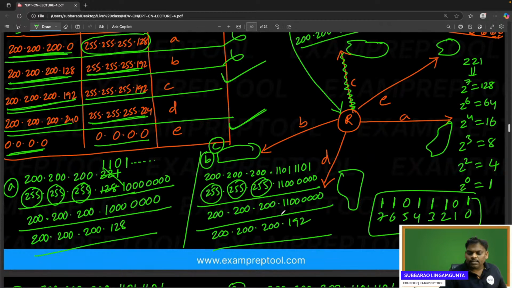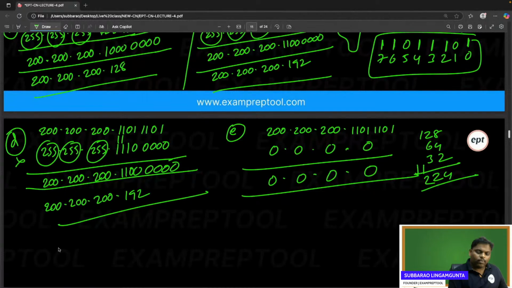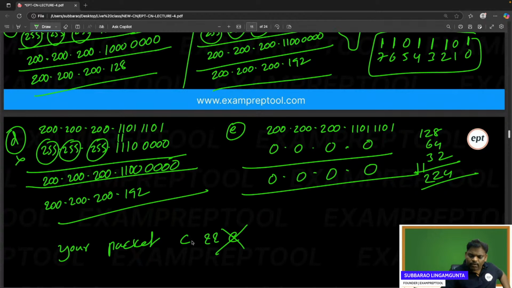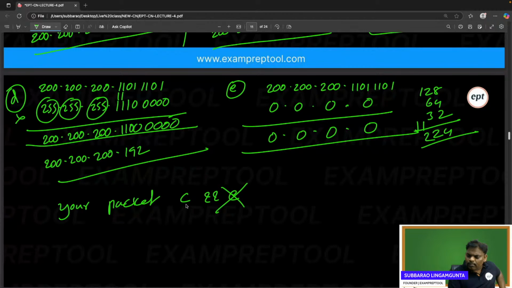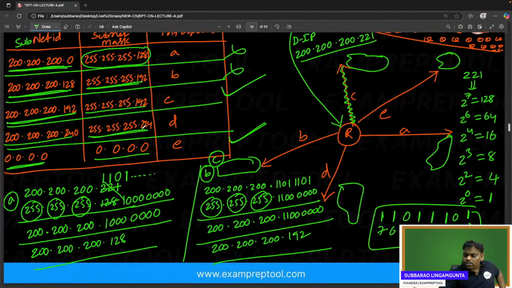Answer is, listen, your packet will go via interface C also, via interface E also. C and E actually, but remember, not E, C only. What is the reason? Whenever more than one option is matching, remember, select the answer in which the subnet mask has more ones. Which subnet mask contains more ones?